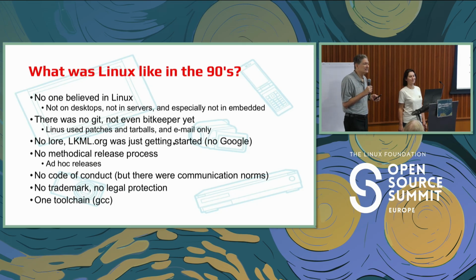In the 90s, it was a different era. No one believed in Linux. They didn't believe in it in embedded, for sure. They didn't believe in it on the desktop or in servers. There was no Git. There was no BitKeeper. Linus was using patches and tarballs and emails. There was no lore. I think we take for granted lkml.org was just getting started. There was no Google when we started.